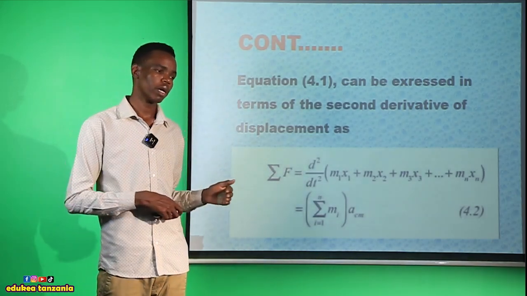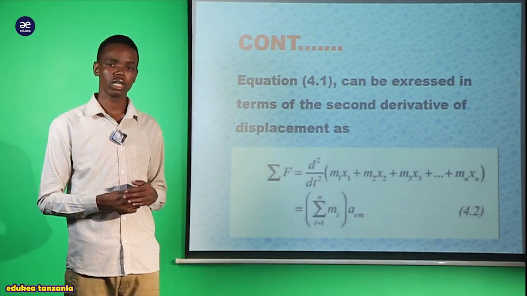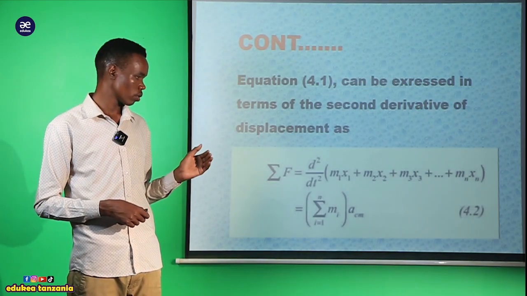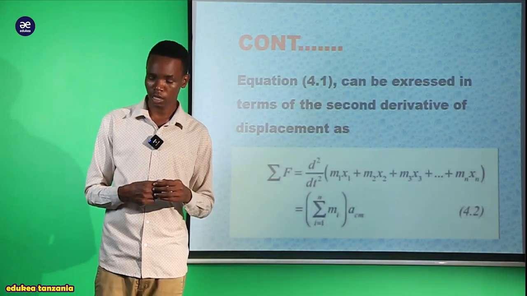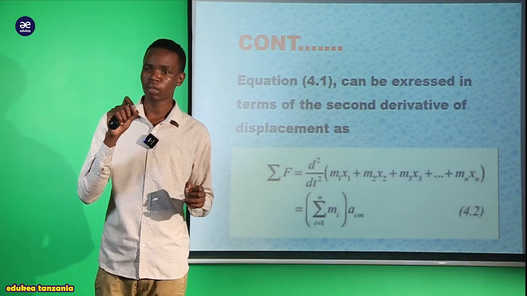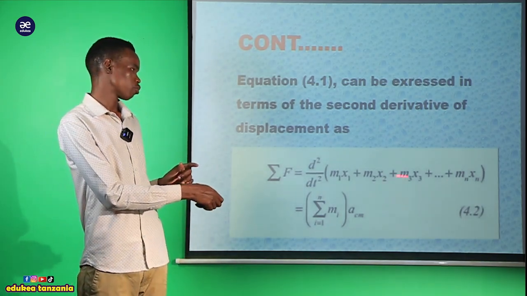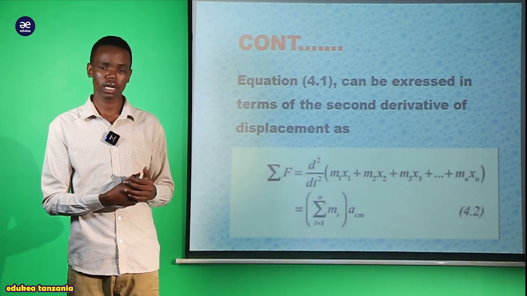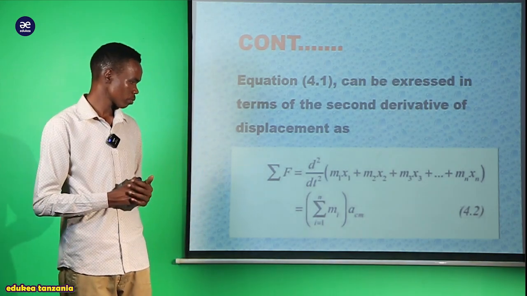So we say that the summation of the forces must be equal to the summation of their masses and also the acceleration. This acceleration here should represent the acceleration of the center of their masses, which we define here. If you apply the definition of the derivative here, you will see that it represents the acceleration of the center of their masses.